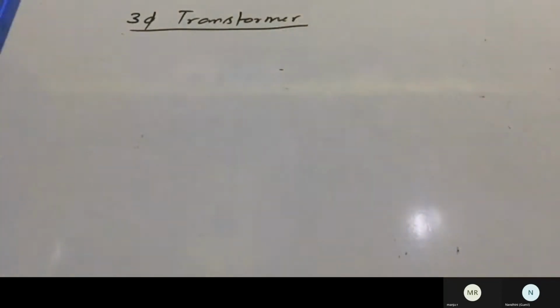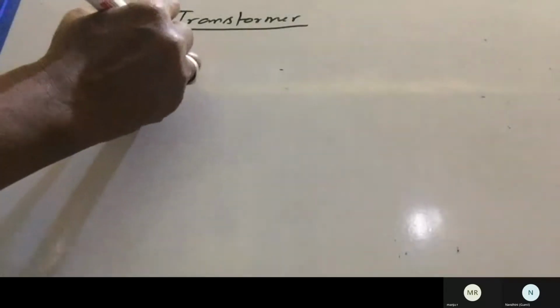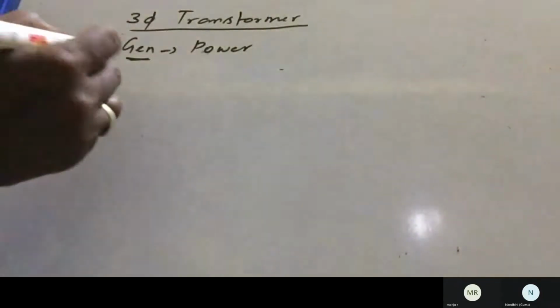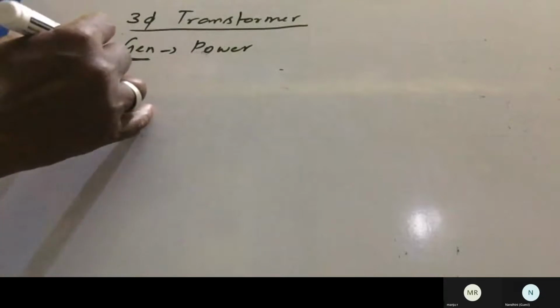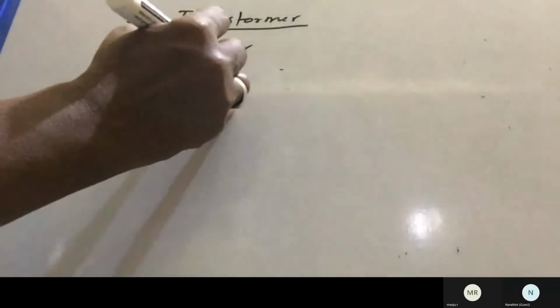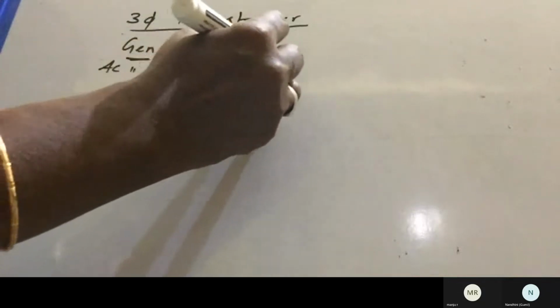In the case of the three-phase transformer, we already know where we are using it. Generally the power will be generated at the generating station. At the generating station, we use an AC generator, that is nothing but an alternator, and the power will be generated.